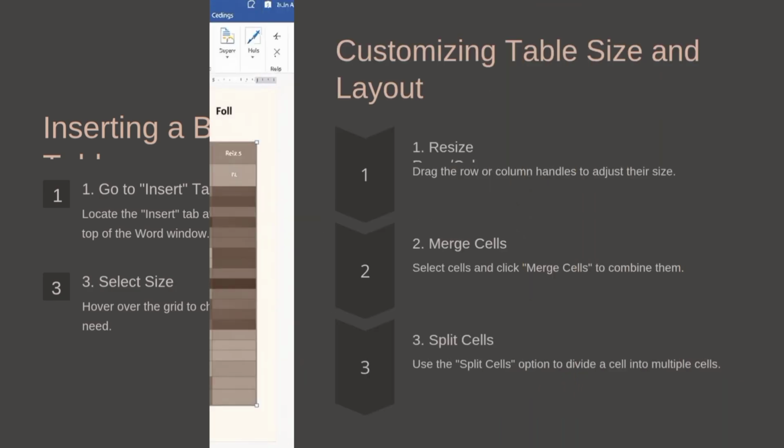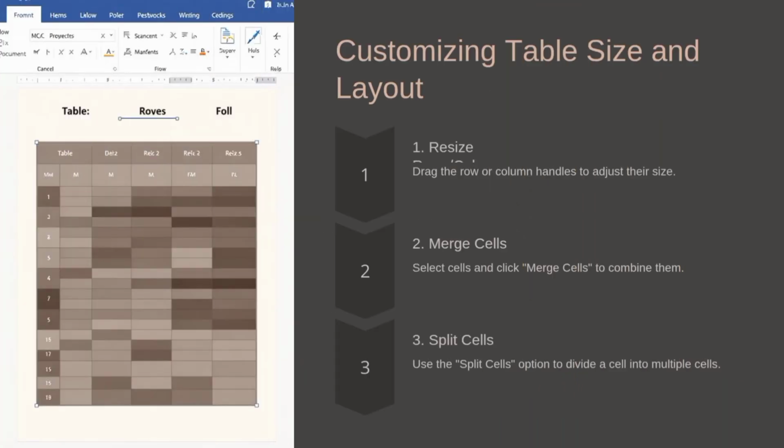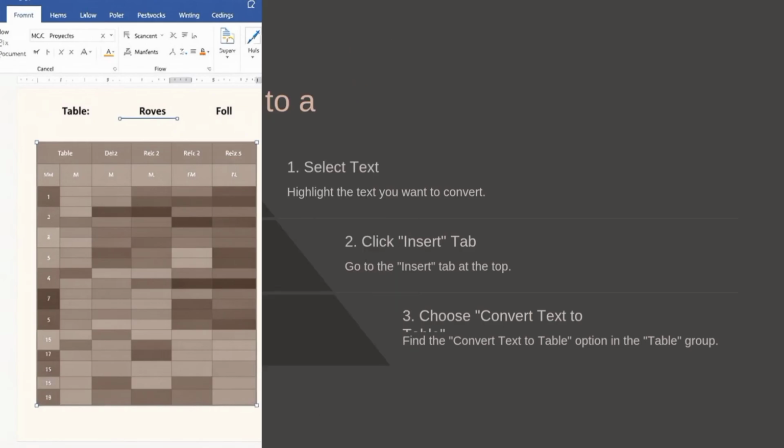Customizing table size and layout. 1. Resize rows/columns. Drag the row or column handles to adjust their size. 2. Merge cells. Select cells and click Merge Cells to combine them. 3. Split cells. Use the Split Cells option to divide a cell into multiple cells.